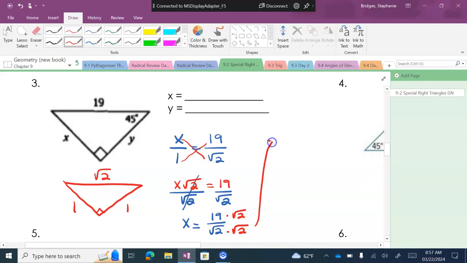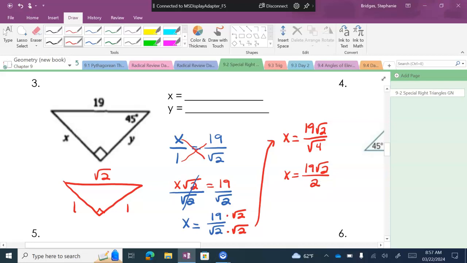I'm going to come up over here because I'm running out of room. So at the top, it would just be 19 times the square root of 2. At the bottom, what is the square root of 2 times the square root of 2? Square root of 4. And then just like we did yesterday, we're going to simplify because that 4 is a perfect square, right? What is the square root of 4? 2. So that's going to turn into just 2 now.